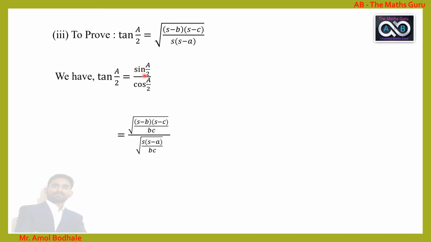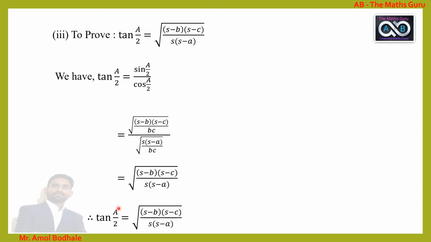So we can replace sine A by 2 by square root of (s minus b)(s minus c) upon bc, and cos of A by 2 by square root of s into (s minus a) upon bc. So here the square root of bc cancels, so we'll get square root of (s minus b) into (s minus c) upon s into (s minus a). Hence we get tan of A by 2 equal to square root of (s minus b)(s minus c) upon s into (s minus a). Hence we proved the third half angle formula.